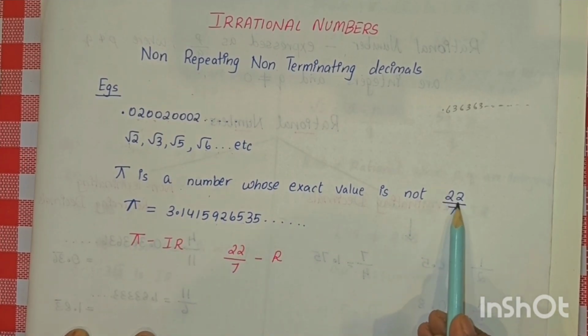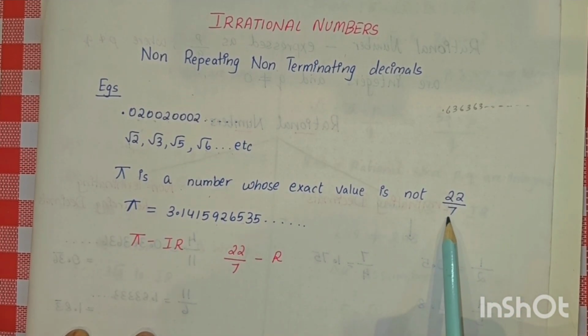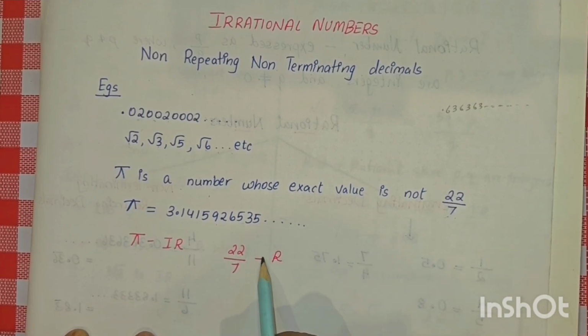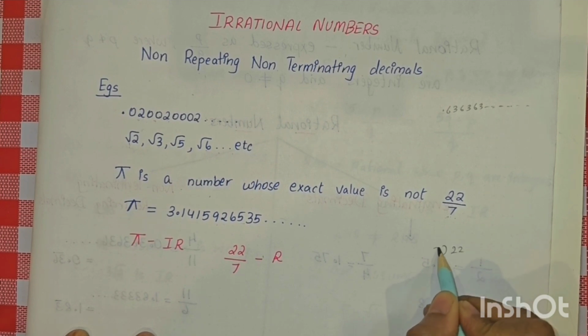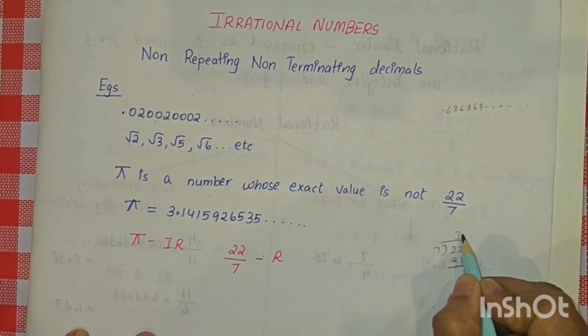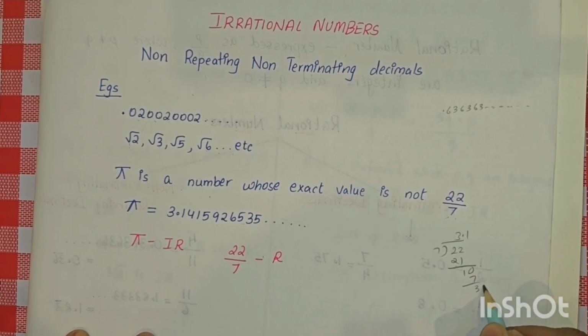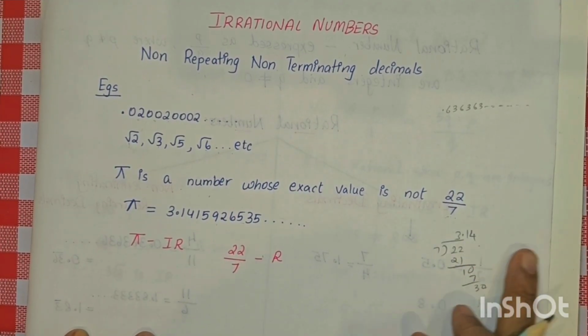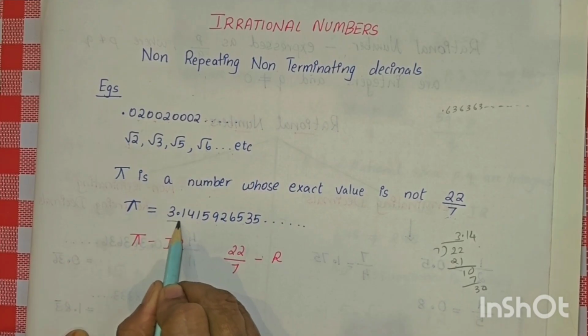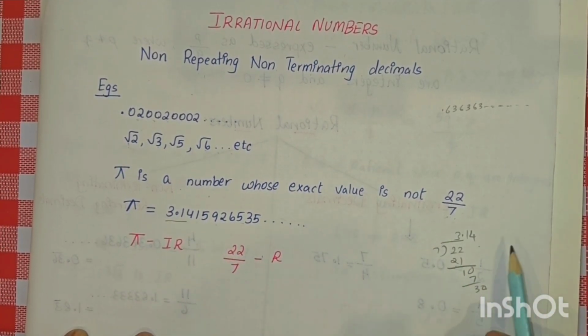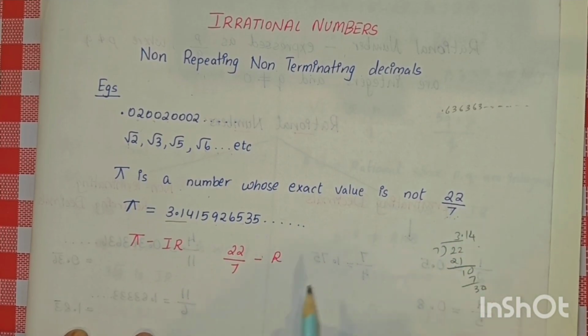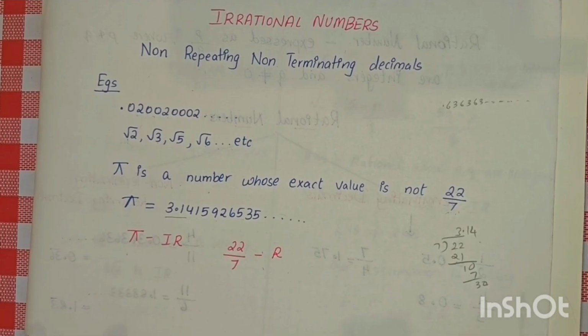But during calculation we take pi equal to 22 by 7, because if you divide 22 by 7, it is also 3.14 and then continues. So for calculation purposes, wherever pi is there, we generally take 22 by 7. So 22 by 7 is a rational number, whereas pi is an irrational number.